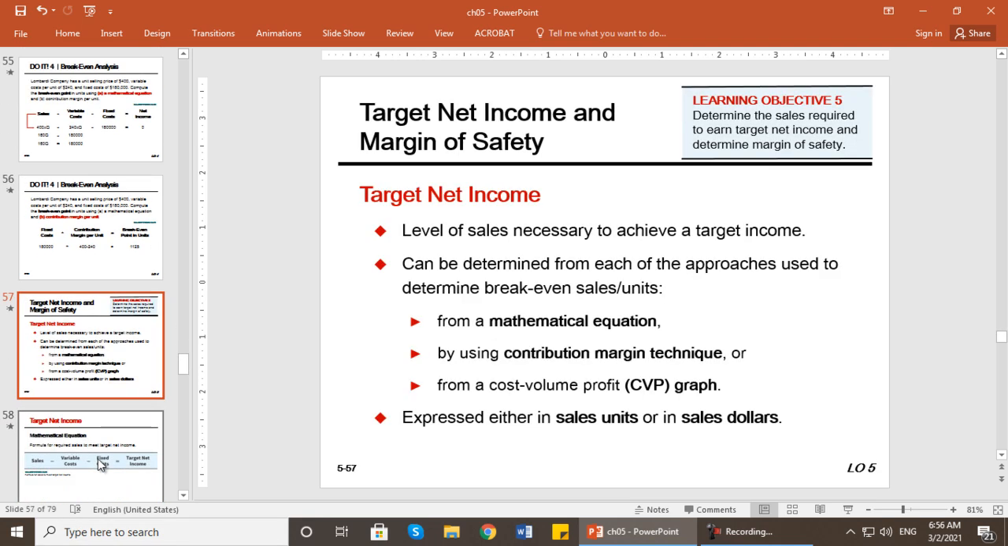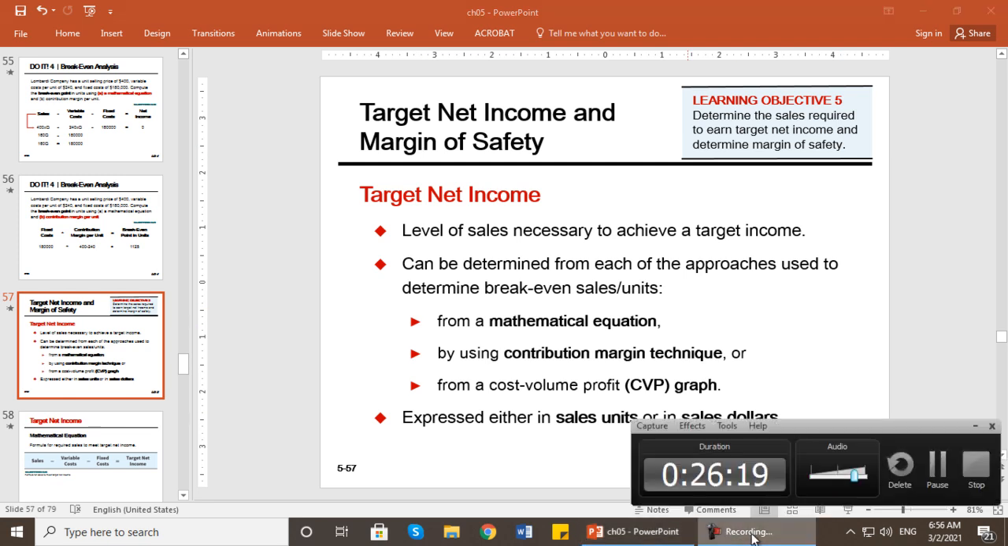Next recording we will take target net income and margin of safety, as the last learning objective in chapter 5, which determines the sales required to earn target net income and determine margin of safety.